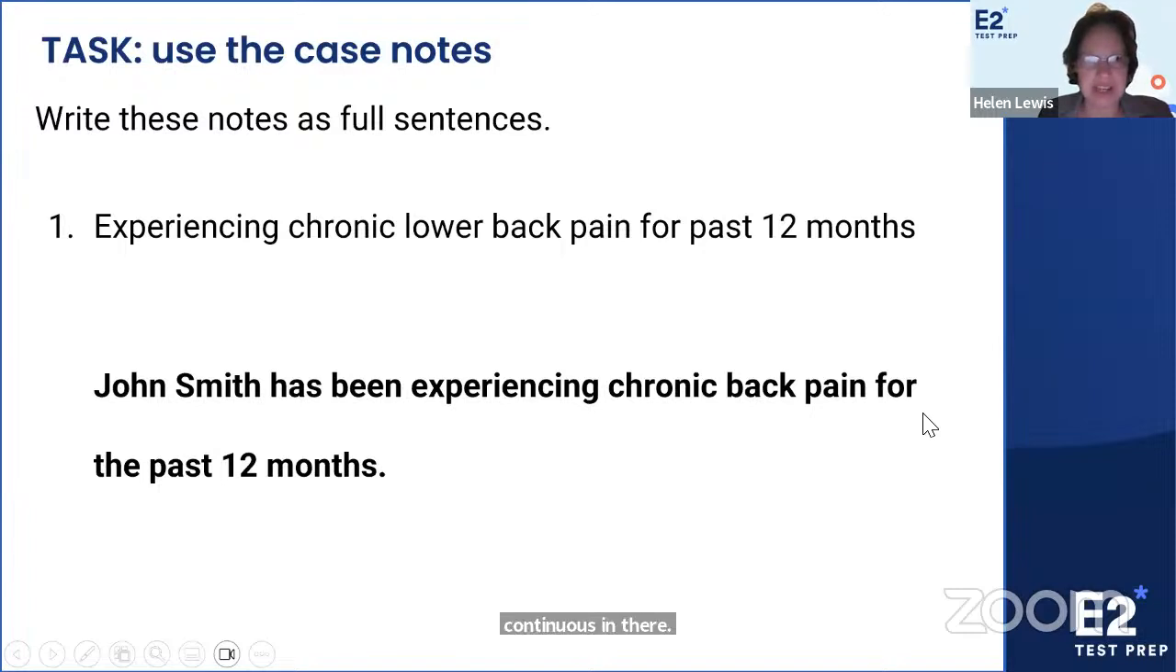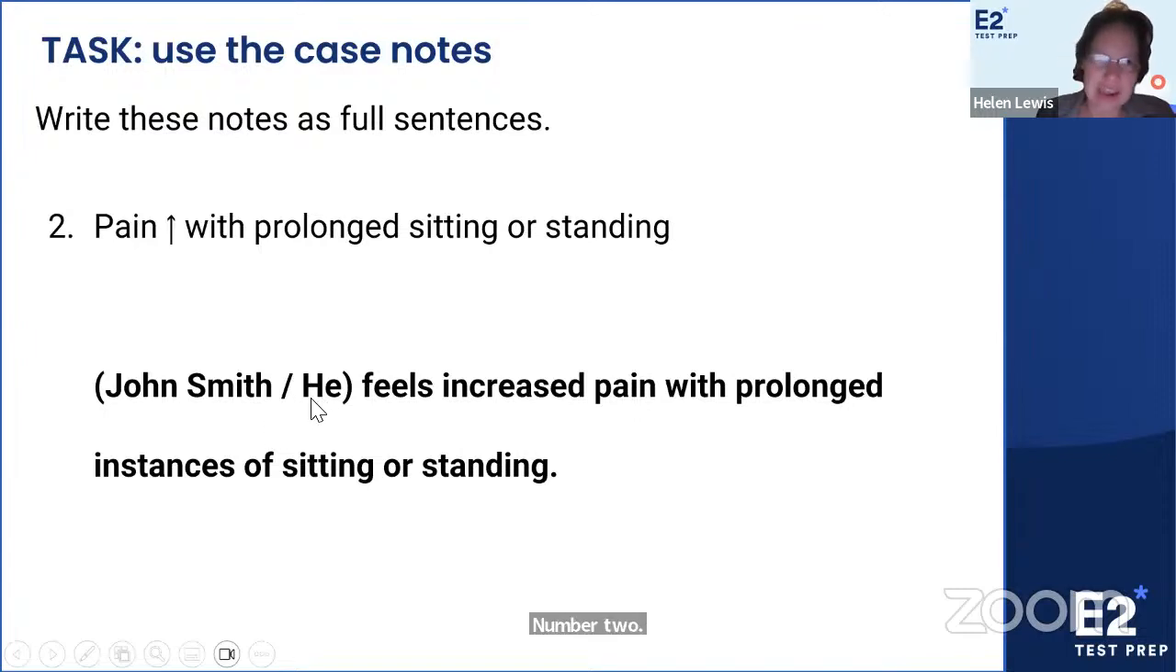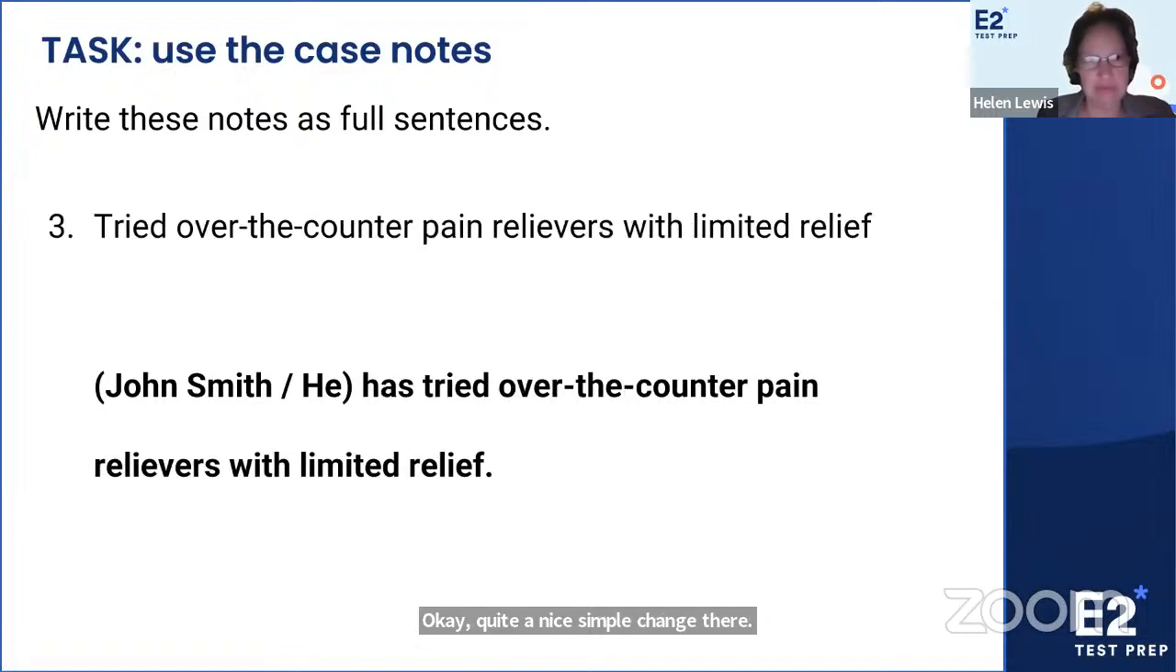Number 2, let's take a look at that. Oh, well done, Mary. Nice sentence there. Number 2, John Smith, or you could change it to he at this point, feels increased pain with prolonged instances of sitting or standing. Okay, quite a nice simple change there. And number 3, John Smith has tried over-the-counter pain relievers with limited relief. Right? So we've got the present perfect there.